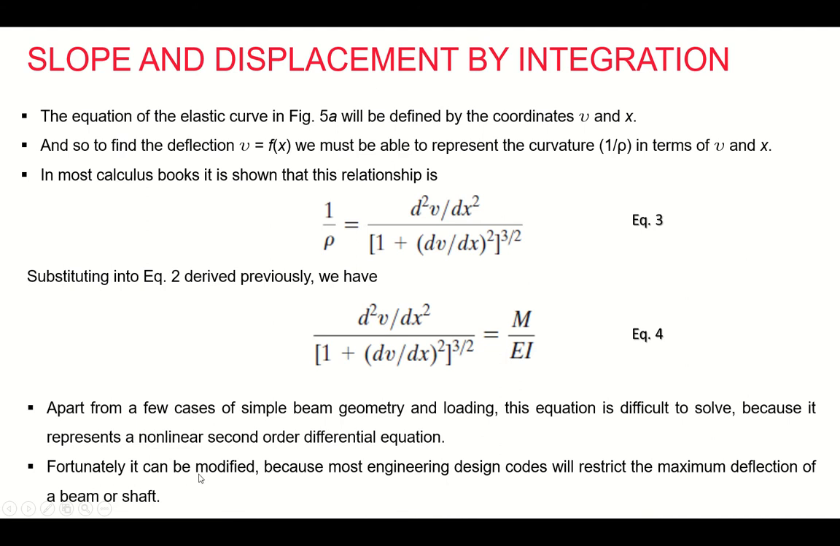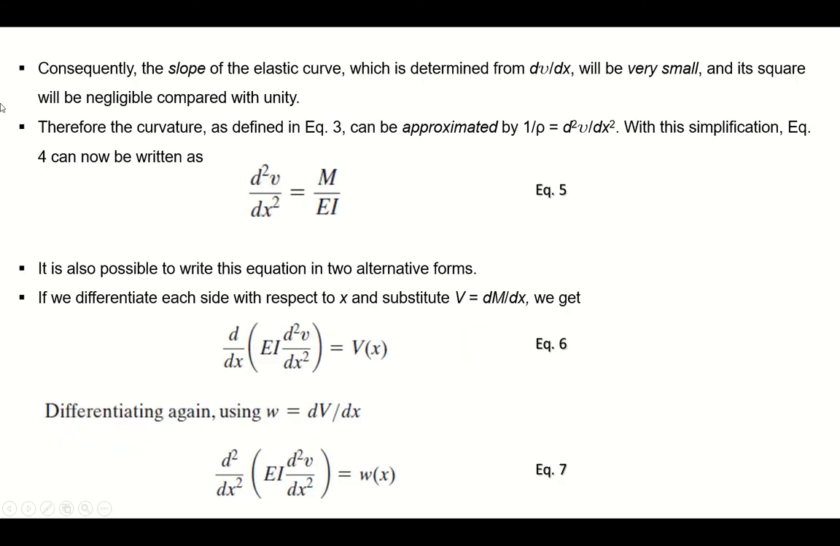Now fortunately it can be modified. How can it be modified? Most engineering design codes restrict the maximum deflection of a beam or shaft, and the value of that deflection is very low compared to the length of the beam or shaft. Consequently, the slope of the elastic curve, which is determined from the rate of change of mu with respect to x, that is d mu over dx, will be very small, and its square will be negligible compared with unity.